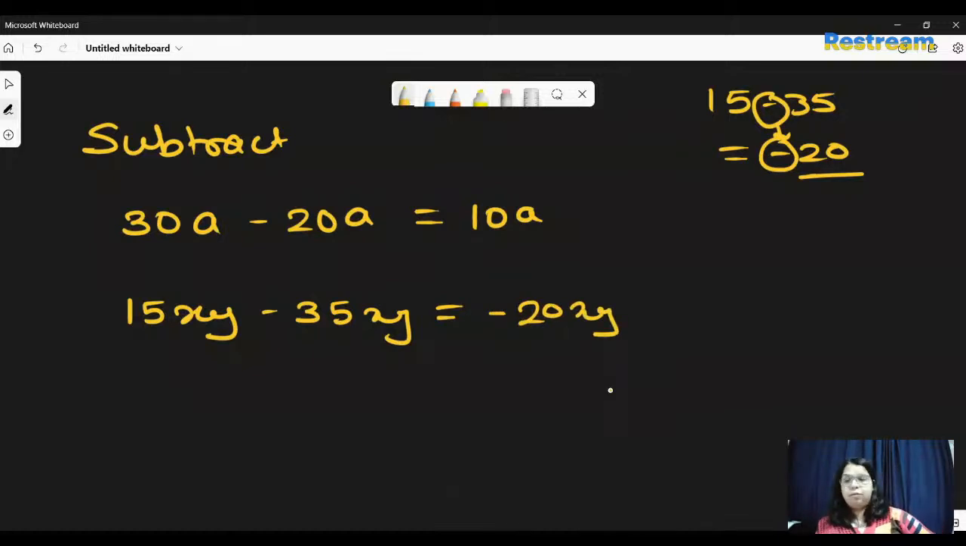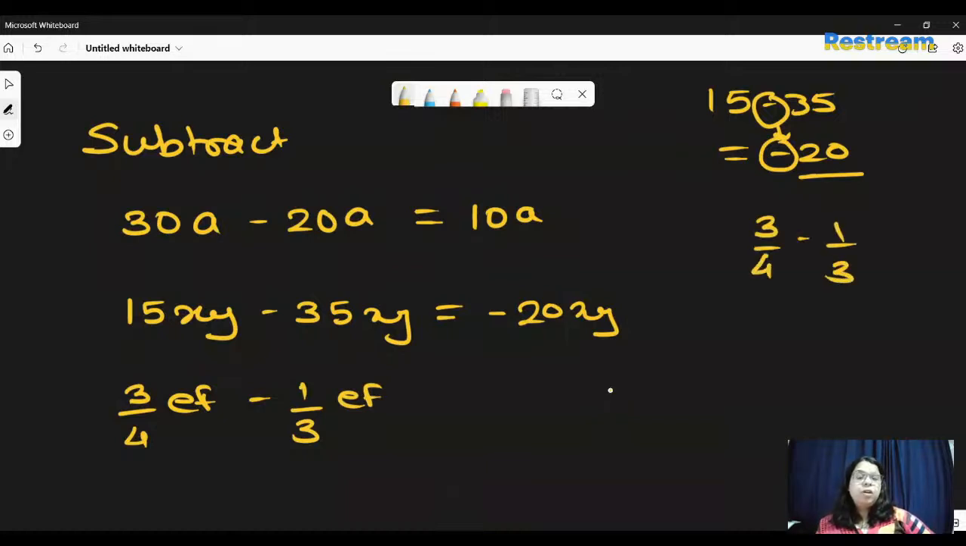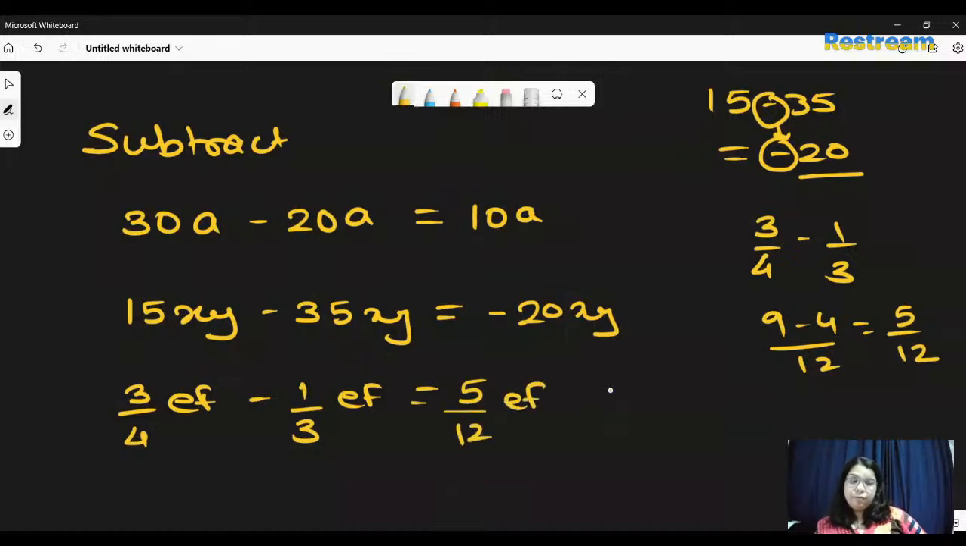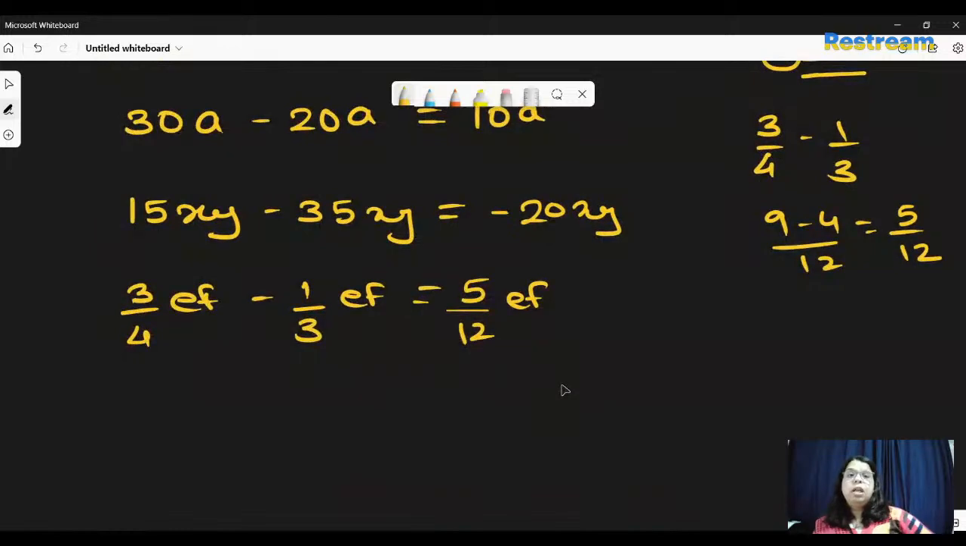Or let's say I have 3 by 4 EF minus 1 by 3 EF. So I'll do the same operation. 3 by 4 minus 1 by 3, which is 9 minus 4 over 12, which is equal to 5 over 12. So I will get 5 over 12 EF. Okay. Or like I had said, it can hold real numbers. This third form will come in future years, but I just wanted to show you.